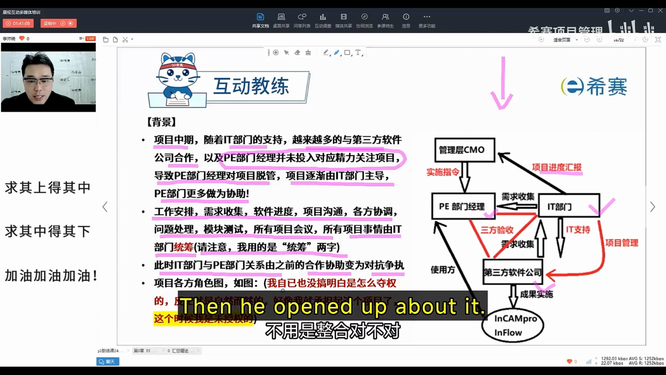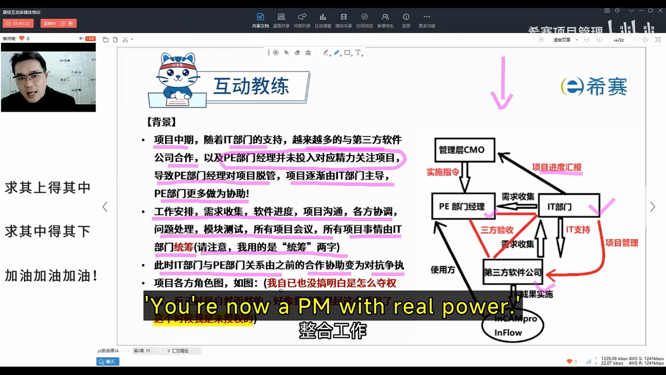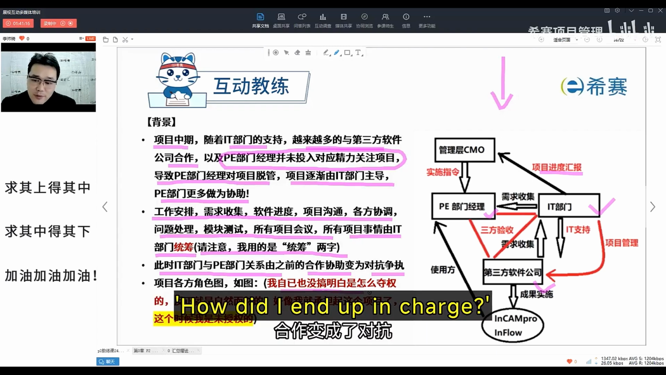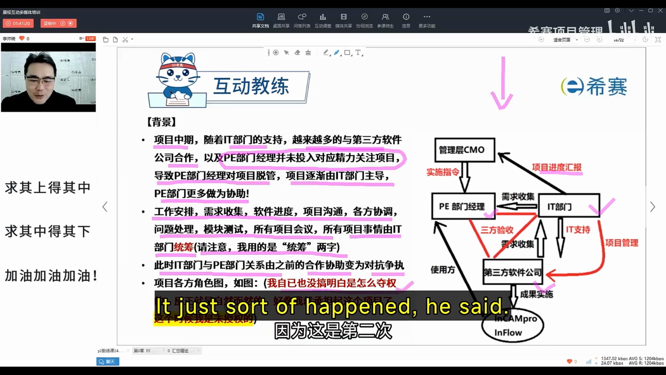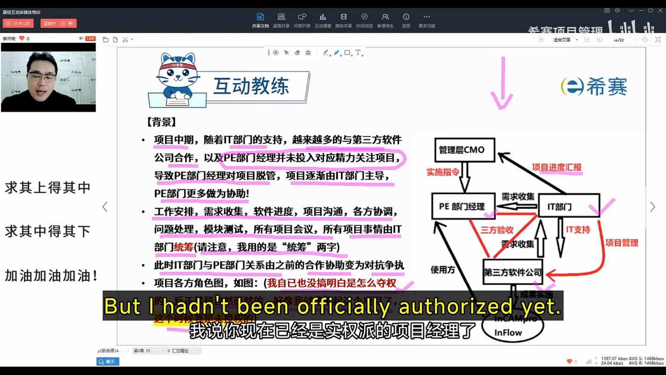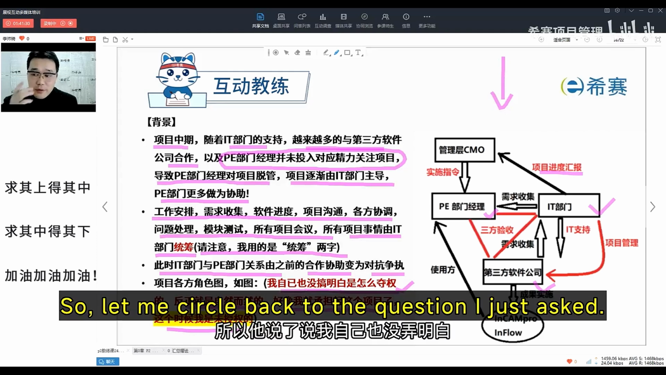Then he opened up about it. This being the second time it happened. I said to him, "You're now a PM with real power. You should be thrilled, right?" He replied, "I'm not sure myself. How did I end up in charge?" He actually used the term seize power. "It just sort of happened," he said. "Somehow, I ended up running the project. But I hadn't been officially authorized yet. No official approval."